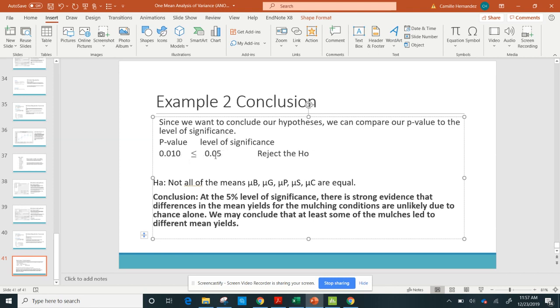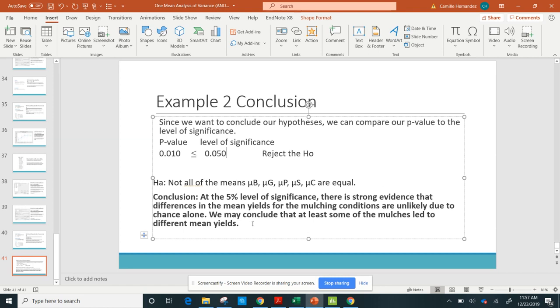to put the decimal. Because if I looked at it this way, I'd say, oh, 10 is bigger than 5. Then I'd fail to reject it. But remember, I need to have the same number of decimal places. So 10 equal to, or is it less than, equal to, or greater than 50? It's less than, so I reject the null. So what that means is I reject the null and my alternative is true. So not all the means are equal.